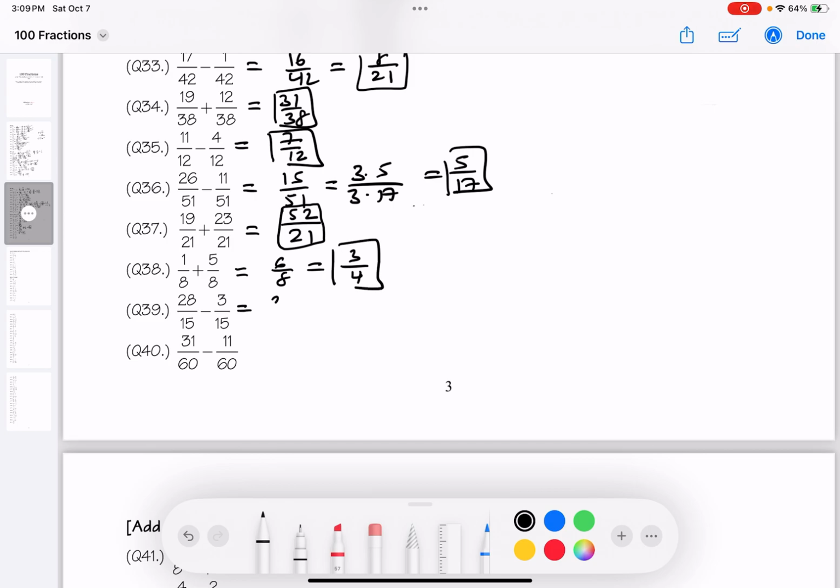What's that? It's reducible. 2 goes into 6 3 times, and it goes into 8 4 times. What do you get over here? 25 15ths. And I'm going to reduce it. 5 goes into 25 5 times, into 15 3 times. Also, that's improper. And if you thought about it, 3 goes into 5 once with a remainder of 2. Let's do this one over here. What do you get? 20 over 60. 20 goes into 20 once, and it goes into 60 3 times, so 1 third.